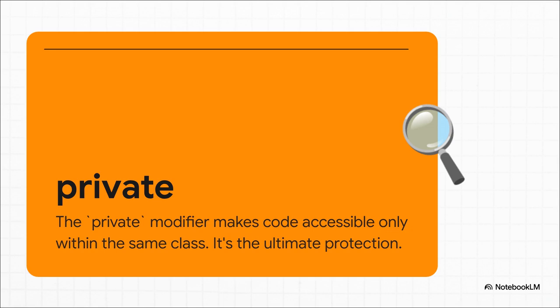This is Fort Knox, maximum security lockdown. A private method or variable can only be accessed from inside the exact same class where it was created. Nothing outside that class even knows it exists. This is your default for internal data. It's the heart of protecting your code.